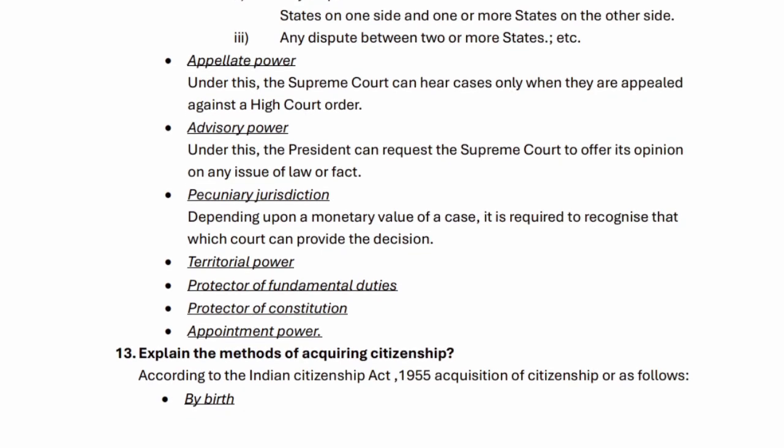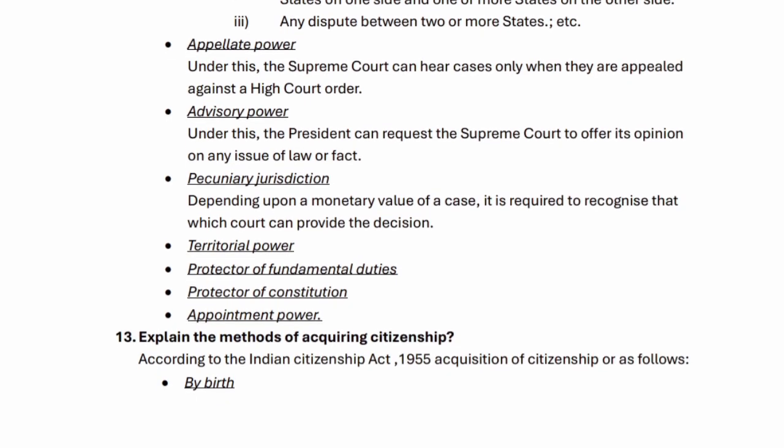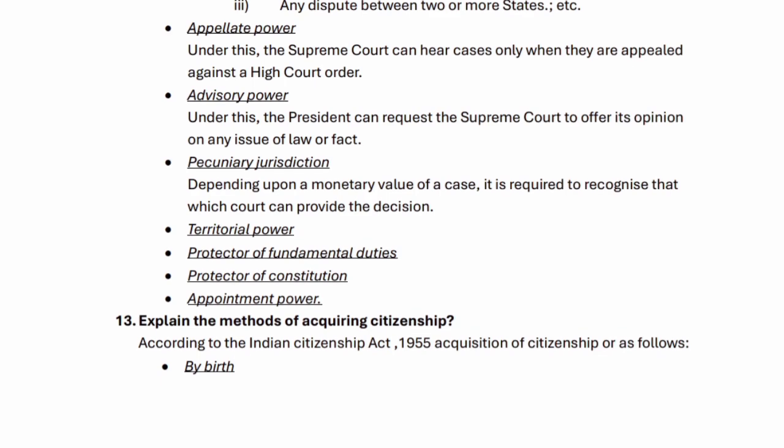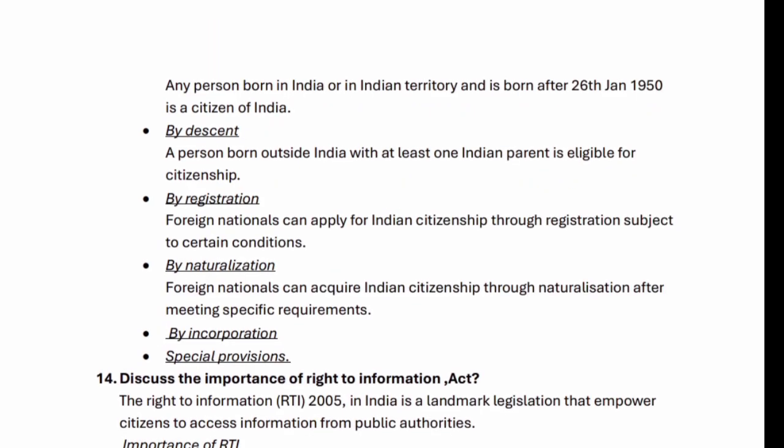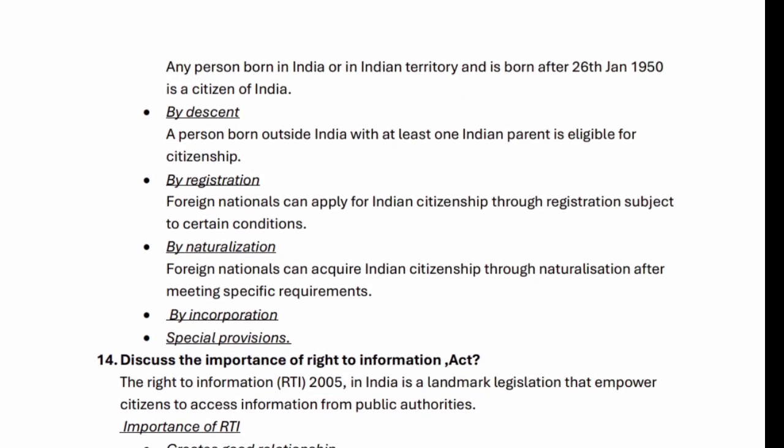13. Explain the methods of acquiring citizenship. According to the Indian Citizenship Act, 1955, the acquisition of citizenship is as follows. By birth: any person born in India or in Indian territory and born after the 26th of January 1950 is a citizen of India.